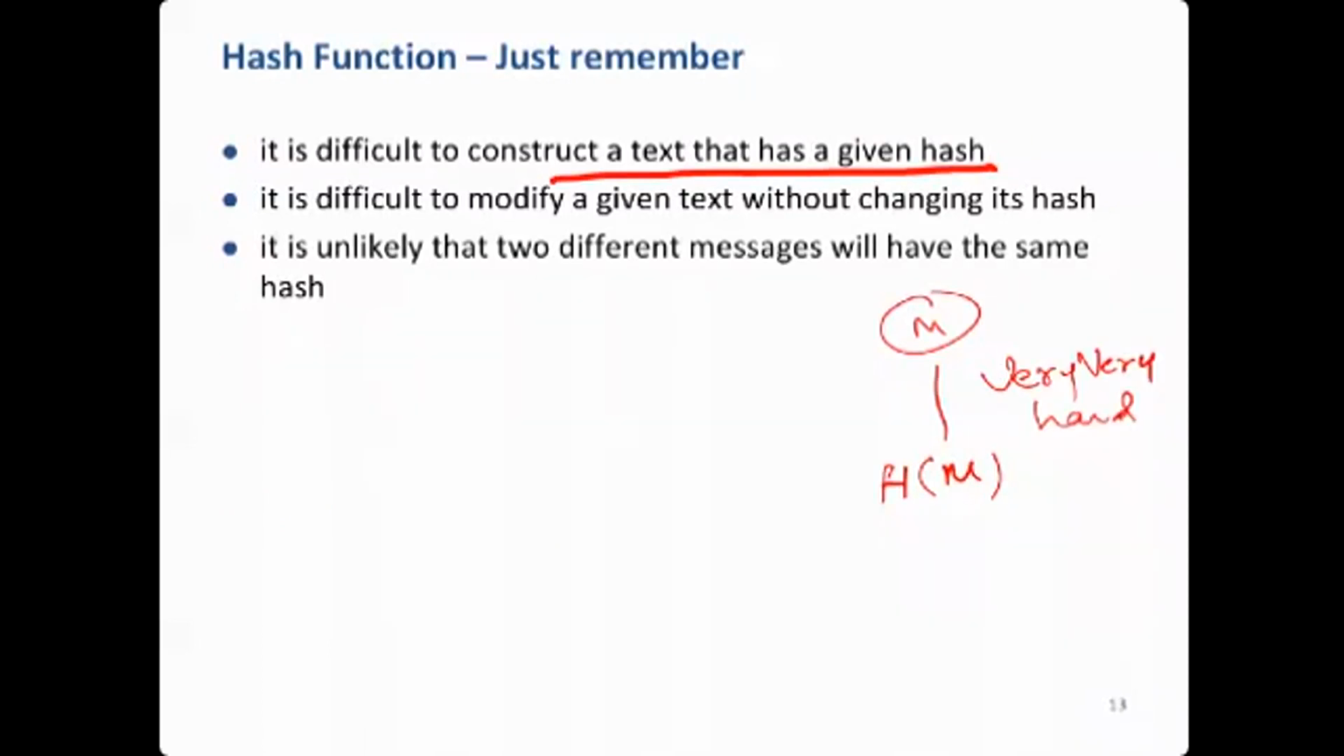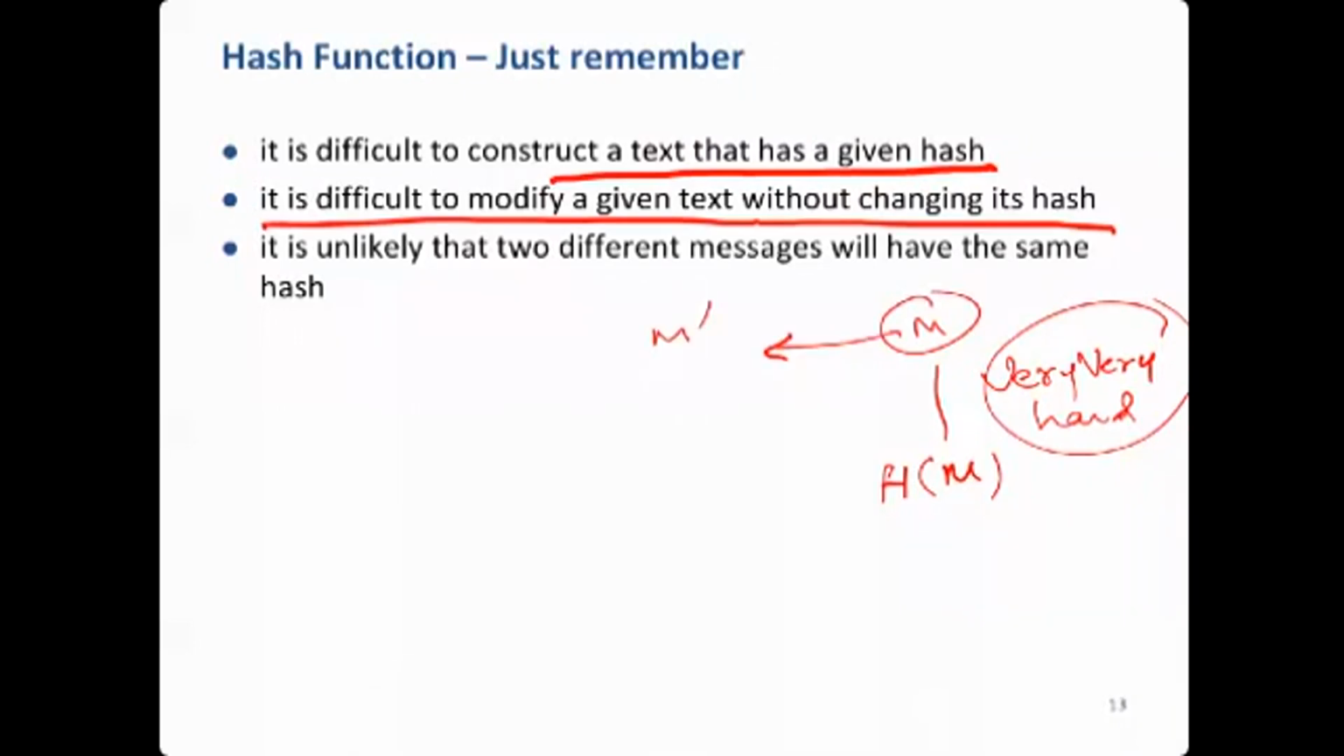Also, it is difficult to modify a given text without changing the hash. So if you change m to m dash, then h of m dash will be different from h of m. Again, it is difficult. It's not impossible, but it's very difficult for anybody to do that in constant time or polynomial time. So it is unlikely that two different messages will have the same hash.